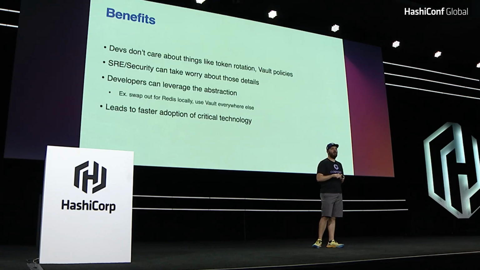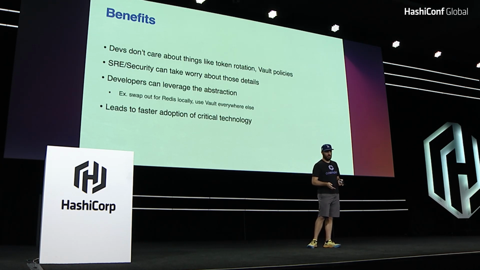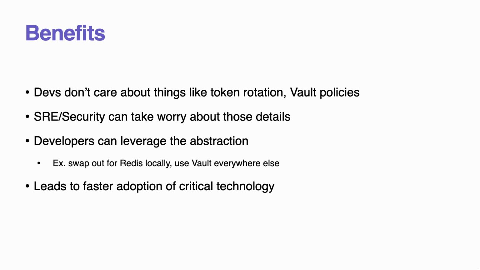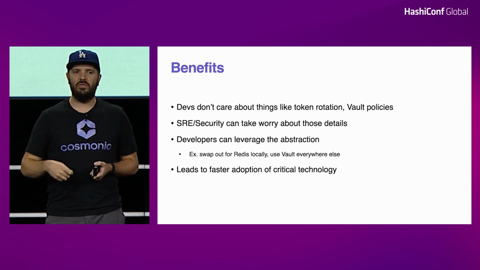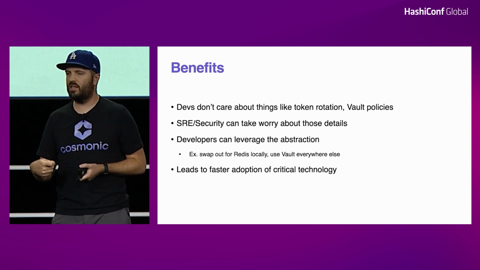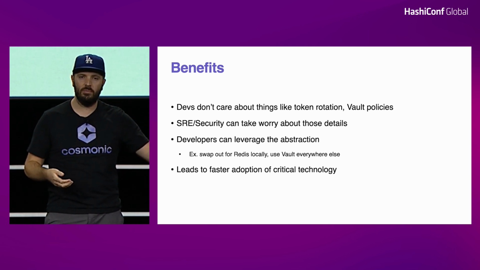So let's talk about the benefits there. Developers don't care about those things, the token rotation, the Vault policies, all of that stuff. They do it because they have to, not because they want to. And if you can take that away and make it easier, then you get to that second idea: the SRE team or the security team can actually handle those details. So you've now separated this out. If you're the one spinning up the provider for them to use, you can say, we're using this Vault policy, these things expire or have to rotate at this given time, and here's where things are stored, and so on. You can handle all of that. You don't have to get the devs to use something specific.